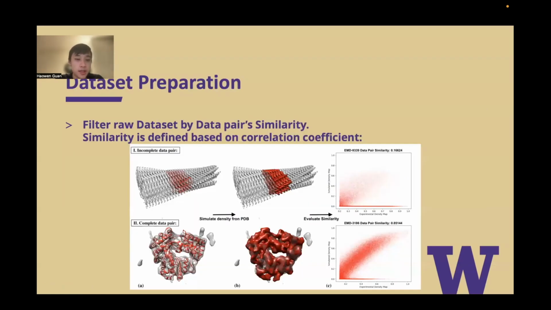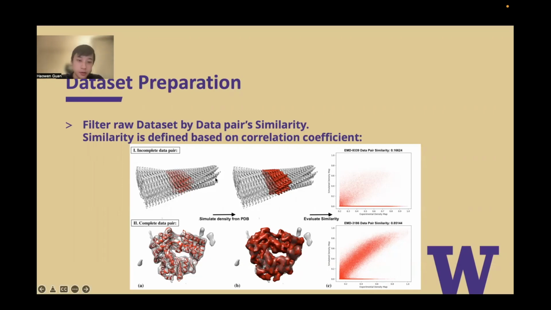Next, we will go into the dataset preparation procedure. Dataset preparation is the most important part of our approach, since in order to train a correctly functioning deep learning model, we need correct data pairs to fit into it. However, in reality, the data pair is sometimes not ideal.